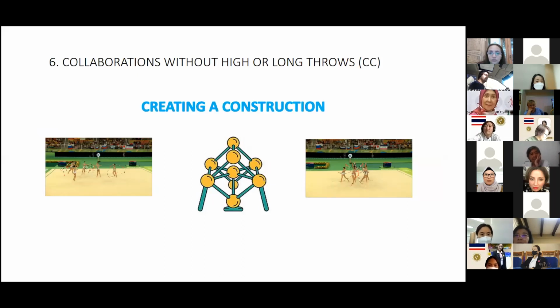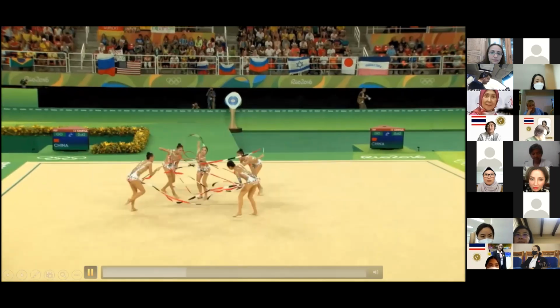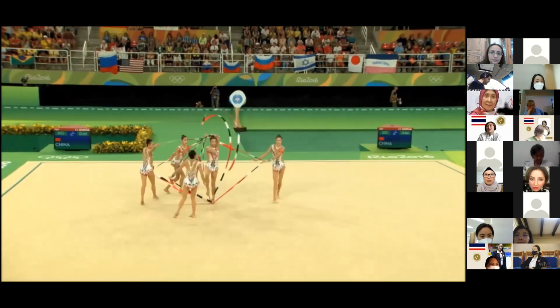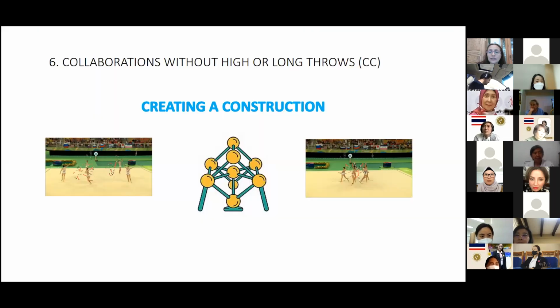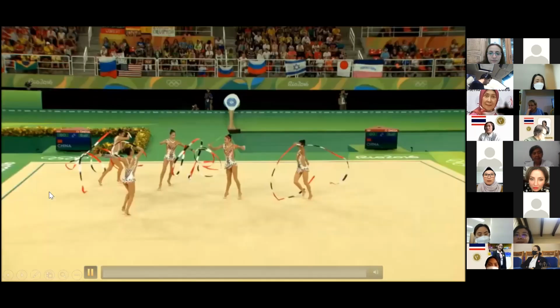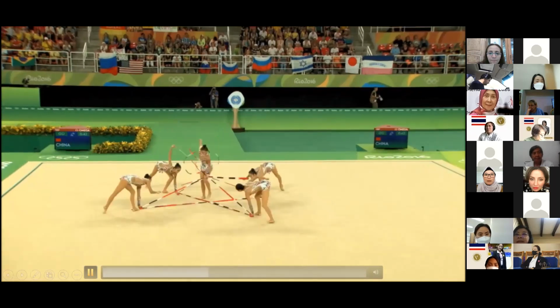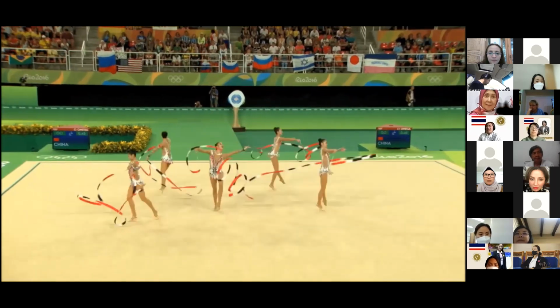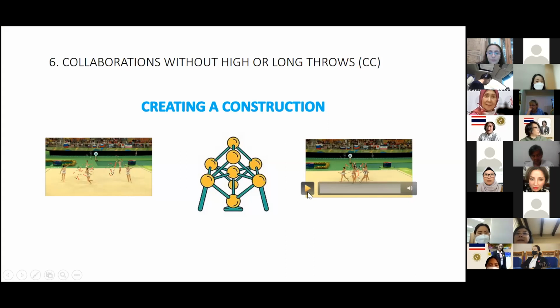Building a construction. Just 1 second, but you could see the construction in the routine, in the middle of the routine. Remember that you cannot add outside visual without hands in creating a construction. So this is only for a 0.3.